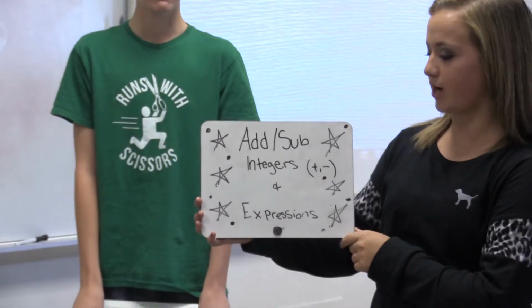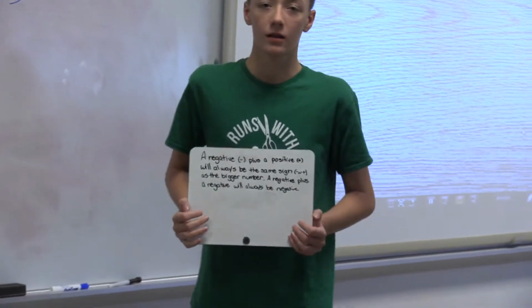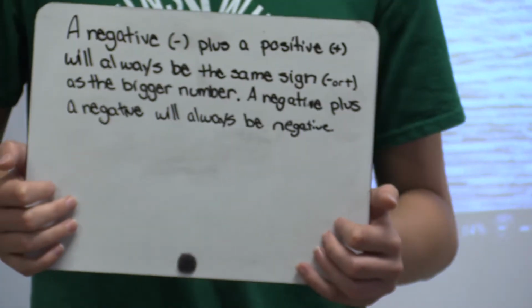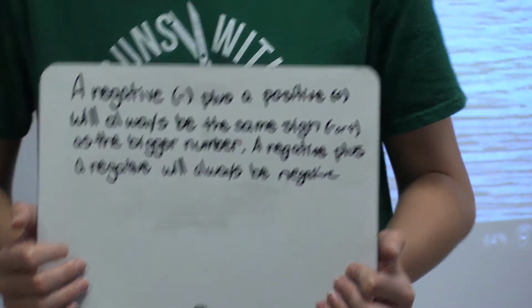Adding and subtracting integers and expressions. A positive plus a negative will always come out to be the same sign as the bigger number, and a negative plus a negative will always be negative.